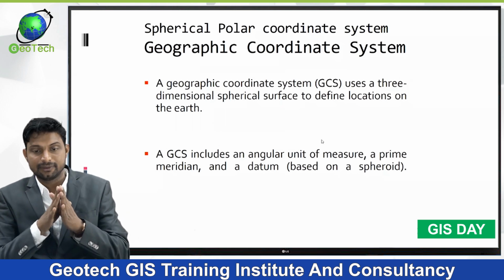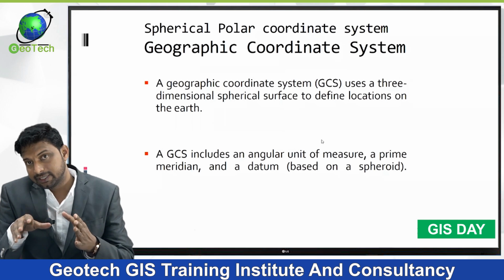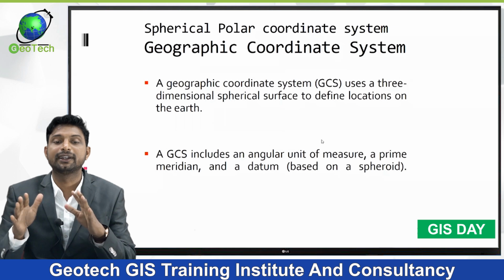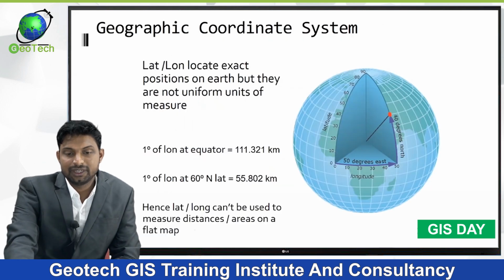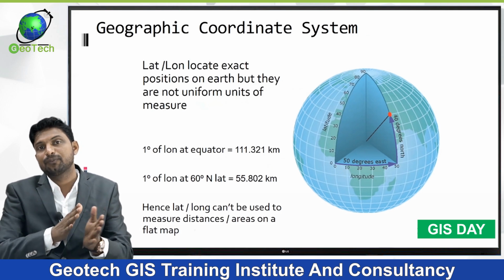As we have seen, we converted degree minute second into degree decimal. Degree decimal is not a measurable unit, so we need to convert it into a measurable unit. For that we need to project.